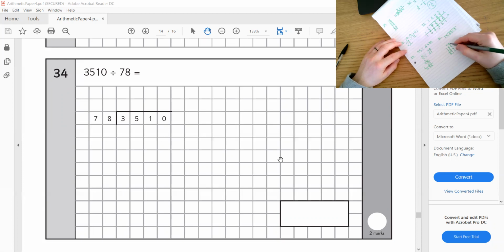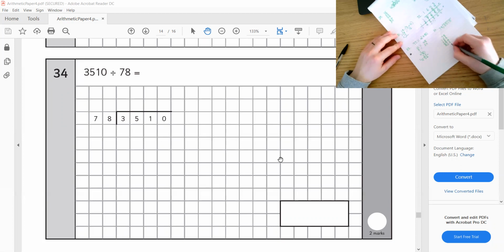We're on a good roll here. 8 add 2 is 10. And then 7 add to 31 is 38. Add 1 more is 39. Ta-da! There we go. So that's my 78 times table to 5.